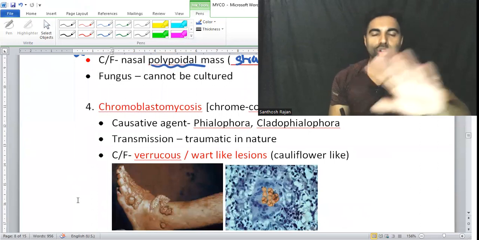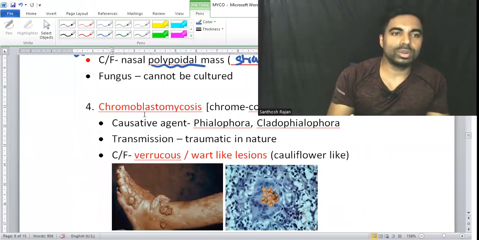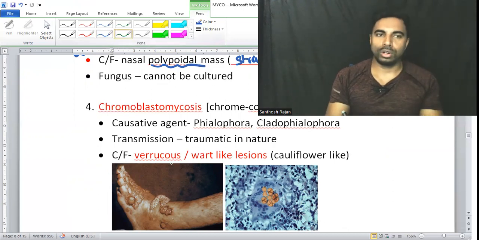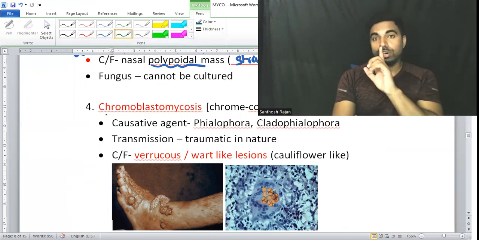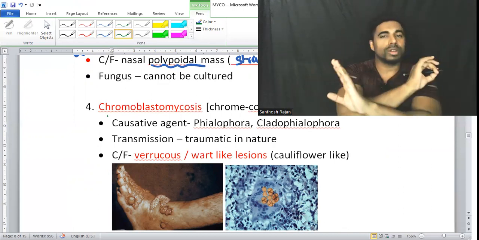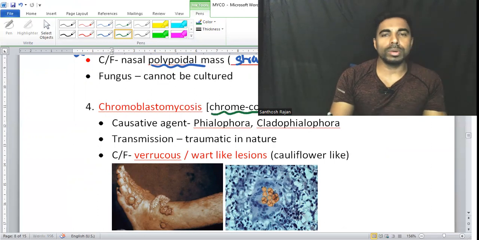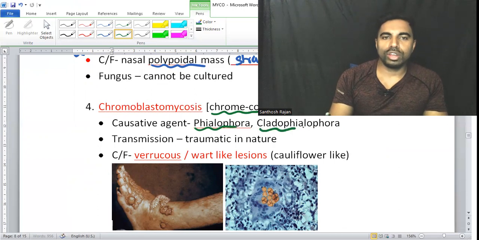Now the last one. We were in subcutaneous infections. In subcutaneous, next is chromoblastomycosis. Here you already have a clue. One thing, it's not dimorphic. Please remember, it's not dimorphic. Blastomycosis is dimorphic, chromoblastomycosis is not. That's why I'm stressing that. Chromoblastomycosis: chrome, color-producing fungi. It's caused by Phialophora and Cladophialophora. Transmission is usually traumatic in nature.